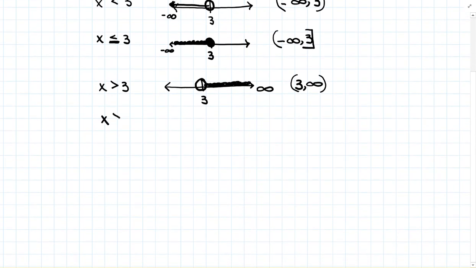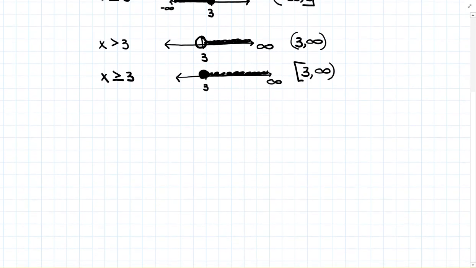But if I have an equals on it, so now all my x's greater than or equal to 3. So greater than 3 goes in this direction. Equal to means I've got a filled in dot. So from left to right across the number line, where does my shading start and where does it stop? It starts at 3, it goes out to infinity. And because we have a filled in dot on 3, we use a bracket.